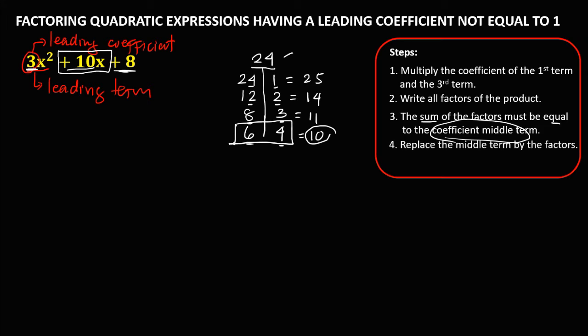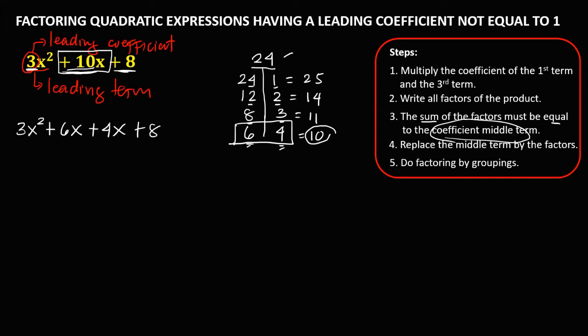Then replace the middle term by the factors, so we need to replace this 10x by 6x plus 4x. So this is now our new equation, 3x squared plus 6x plus 4x, and that's equal to 10x, then plus 8. Then do factoring by grouping.